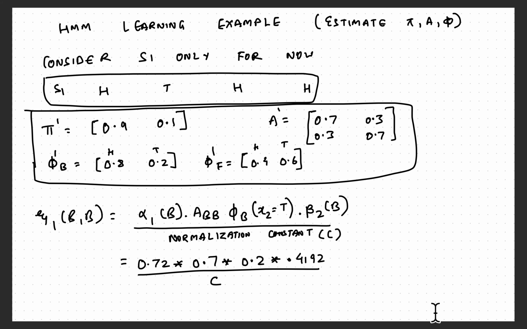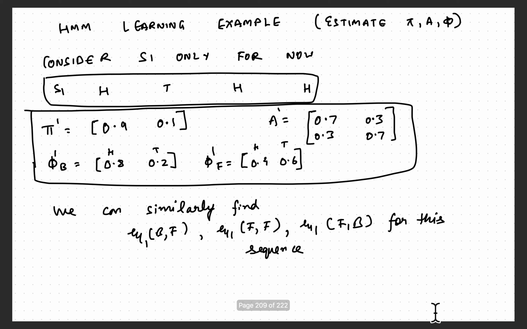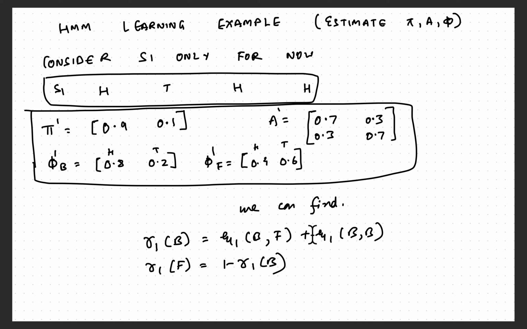So I can just write epsilon 1 b to b as the product of these quantities divided by the normalization constant, which I'm calling C. Similarly, for this given sequence S1, we can also calculate epsilon 1 f comma f, epsilon 1 f comma b, and epsilon 1 b comma f. So you can calculate the remaining 3 entries also, and you can very easily do the normalization. You can just sum over the relevant entries, and you don't explicitly need to compute the normalization constant then. So given that you know epsilon 1 bf and epsilon 1 bb, could you calculate gamma 1 b? Yes, that's just the sum of epsilon 1 bf and epsilon 1 b comma b. And similarly, you can compute gamma 1 f, which is just 1 minus gamma 1 of b.